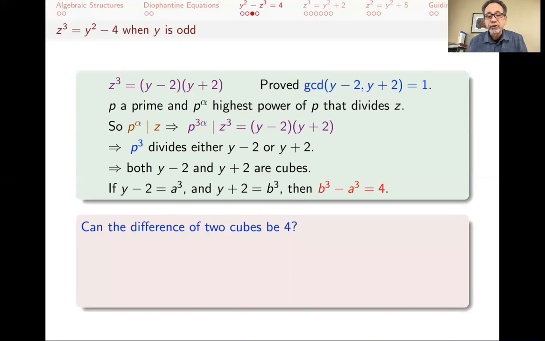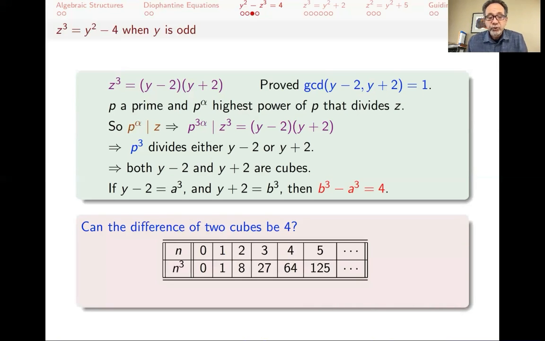But can the difference of two cubes be 4? If you look at cubes, you will see that that's not the case. The closest that they can be is right at the beginning when we cube 0 and we cube 1 and we cube 2, and the smallest difference is the difference of 1, but then there's 7, and after that the differences get even larger. Because the difference of cubes can't be 4, we get that z cubed can never be y squared minus 4.